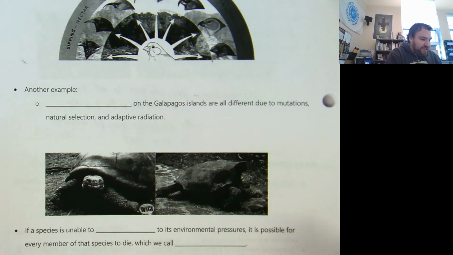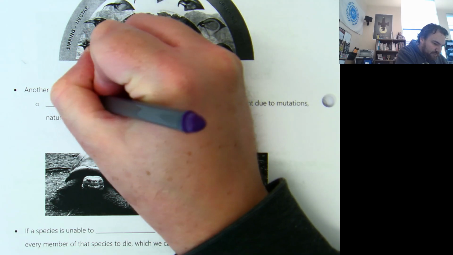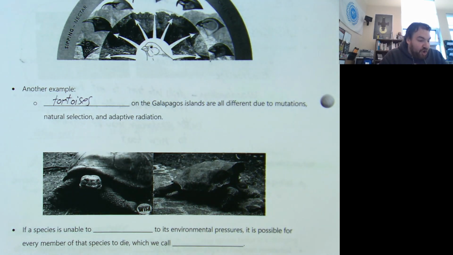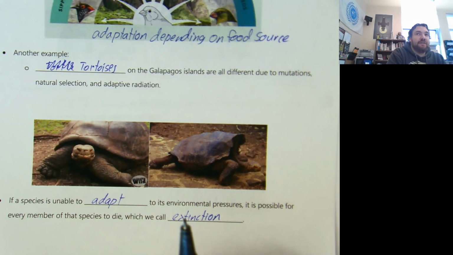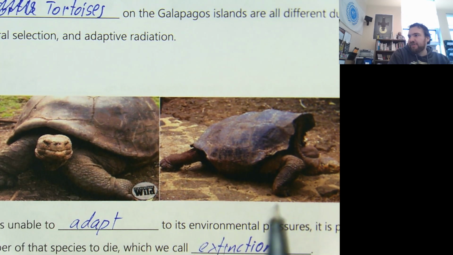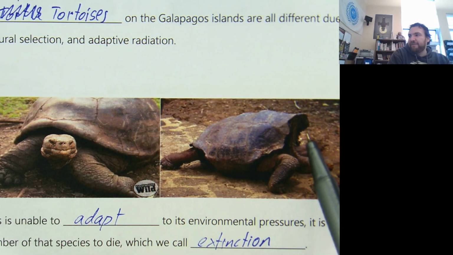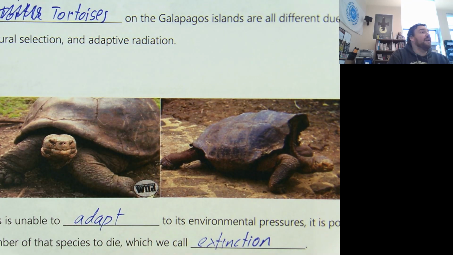Another example is the tortoises. Tortoises on the Galapagos Islands are all different due to mutations, natural selection, and adaptive radiation. Depending on where they are, they look different. This tortoise, definitely different. Here's the color version to make it easier to see. You can see the shell structure is very different, this guy here versus this guy here. I don't know enough about tortoises to know why they have separated out like this, but I know that they have.